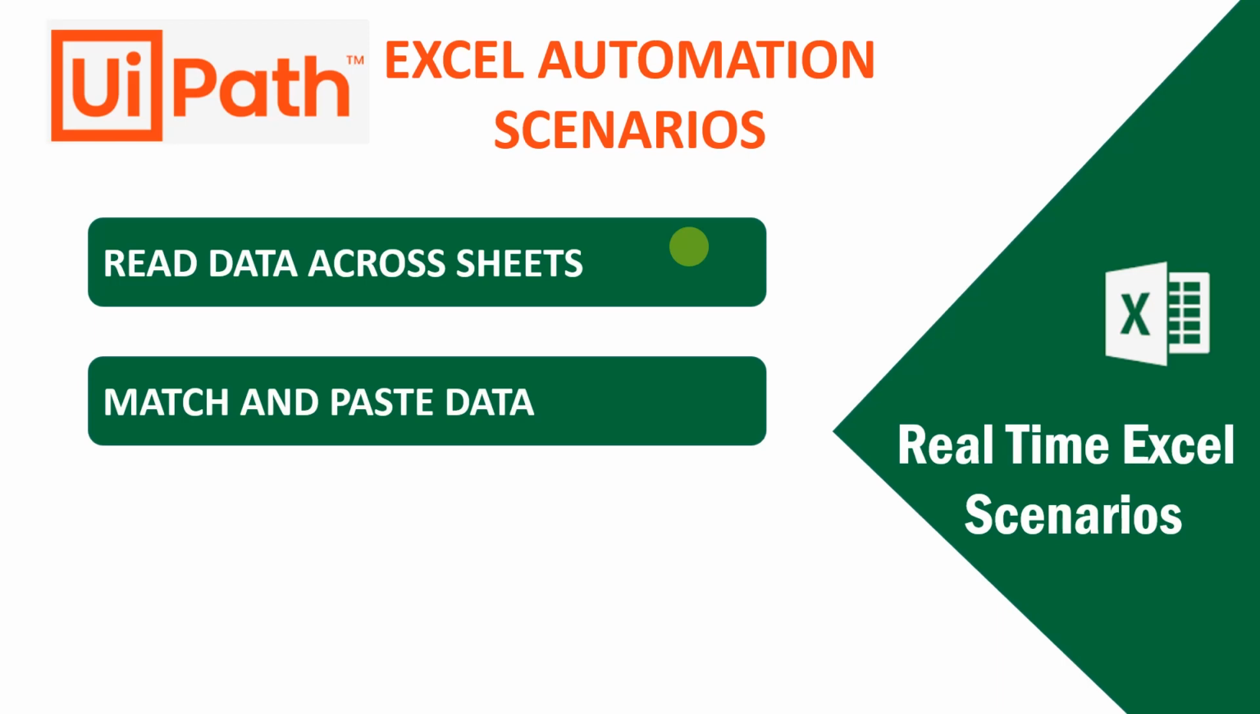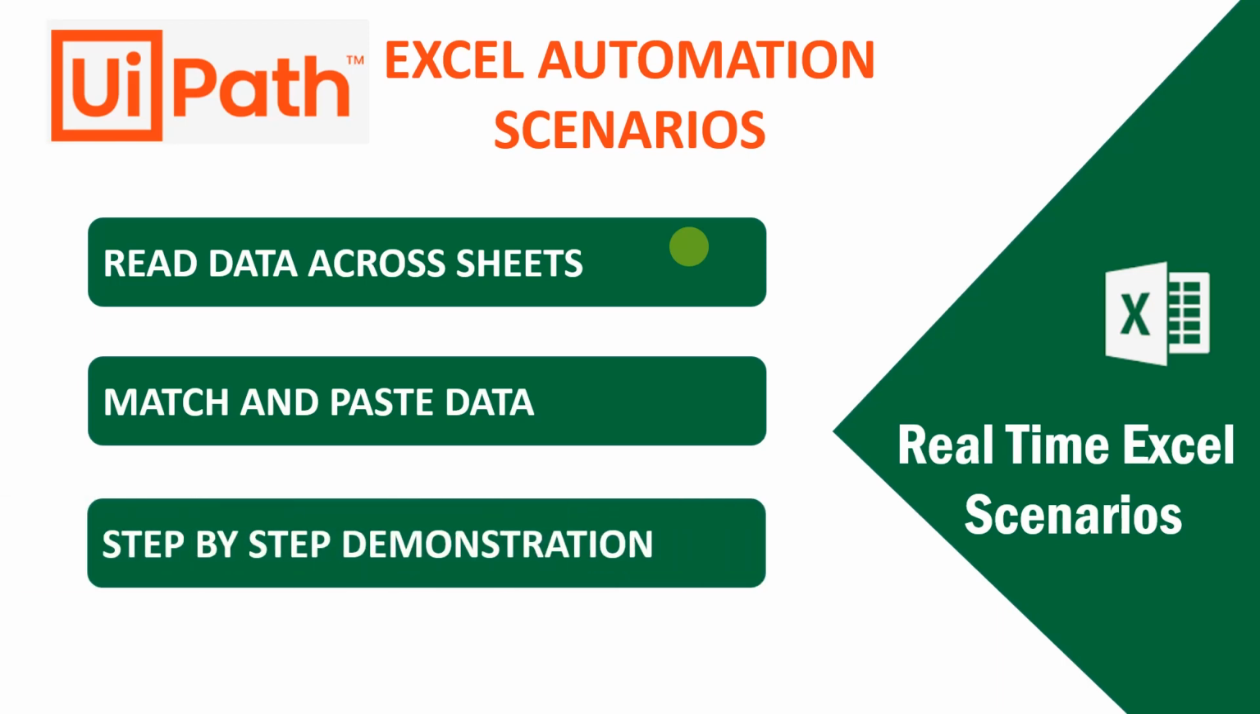For example, in one sheet if I have data for country and in another sheet I have the short form, how can I match the short form to the countries? That is what we are going to see in this video, with a step-by-step demonstration in UiPath Studio. So let's get started.